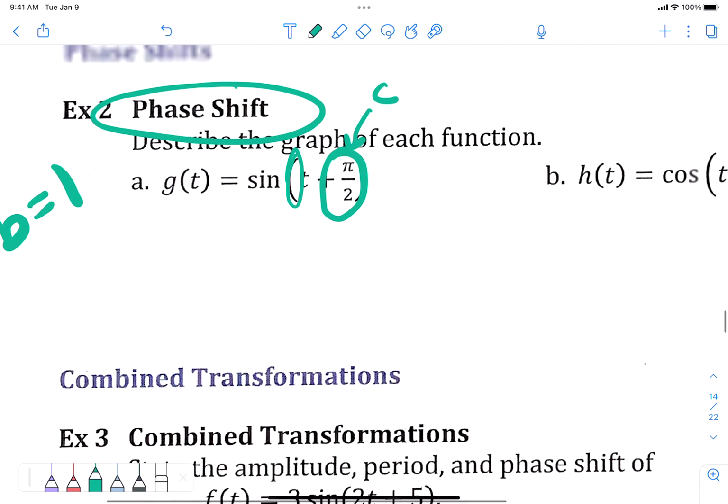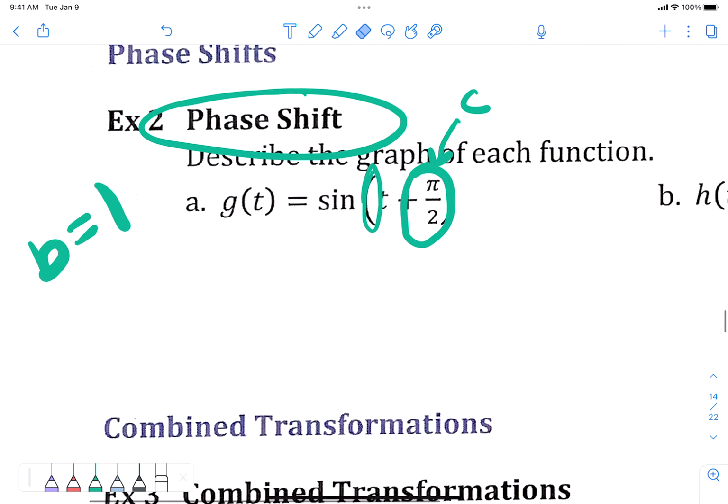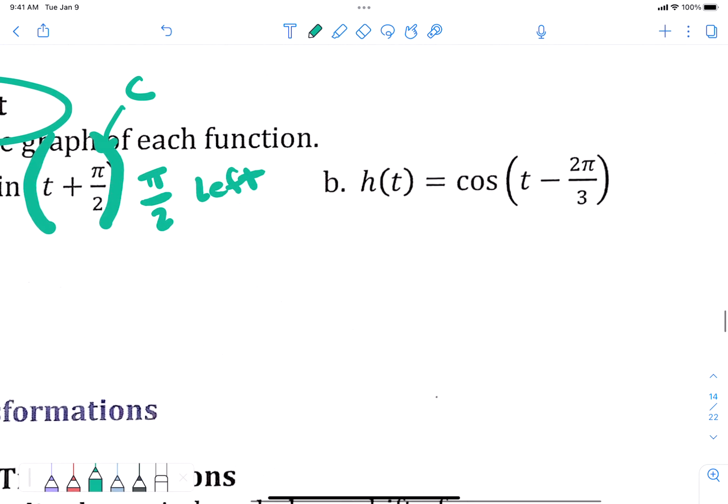Okay? When the B value is a number other than 1, it makes things complicated, but these are going to be easy for now, right? We're shifting them left and right, and the B value is 1. So we're just going to look at what's in the parentheses here. And if we have this in the parentheses, pi over 2 is where we're shifting it, but which direction? Pi over 2 to the left, because plus means left and minus means right, correct? Yeah.